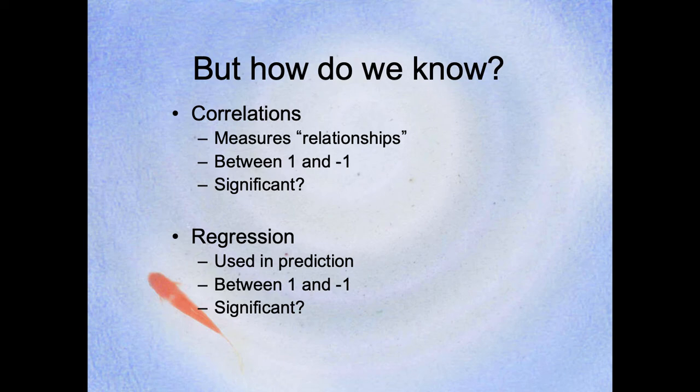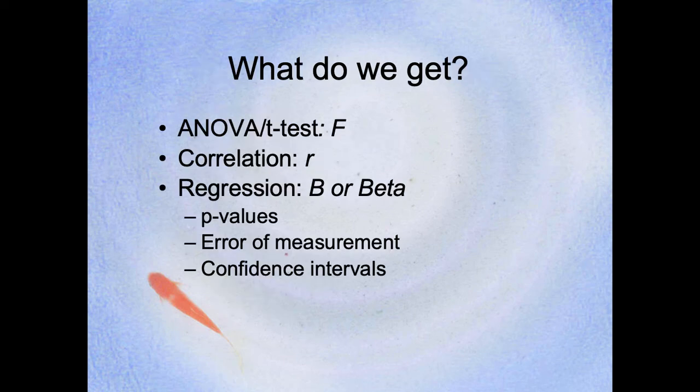Regression, same thing. You test what's the beta weight or the B weight in that case, but it's similar to a correlation. And the larger it is, the more likely you are to have a significant B weight or beta weight, and your IV is significantly predicting that dependent variable. So with ANOVAs, we get an F, and the larger that F, again, the more likely it is to be significant. Correlations, it's an R, and regressions, it's either a B or a beta that you get, and that B or beta is tested for significance.